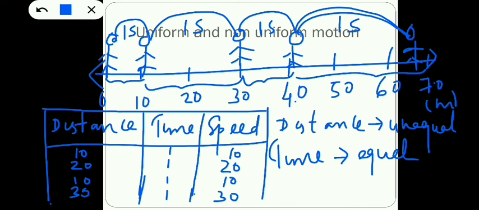Yes. For uniform motion, what is the best example? A car moving along a straight road with the same speed. And for non-uniform motion, what is the best example? Yes, a car moving in a crowded street, because sometimes the car needs to slow down, the car needs to stop, or the car needs to increase its speed, like that. A person jogging in a park, his motion is non-uniform because his speed is not always the same.